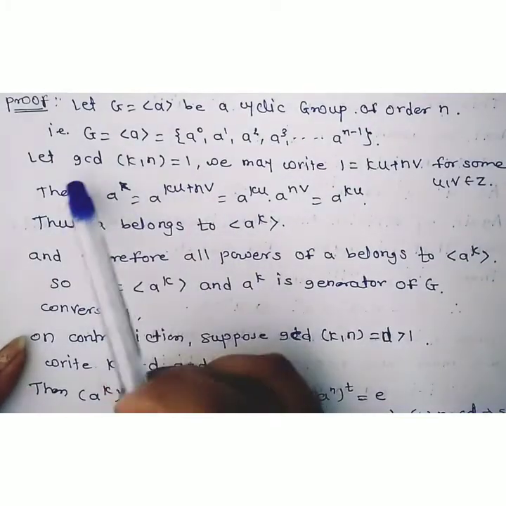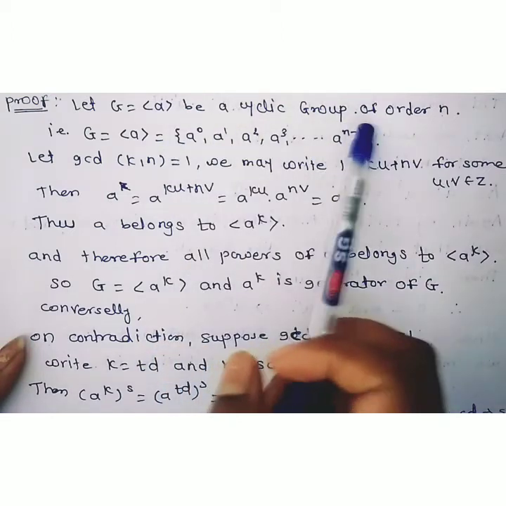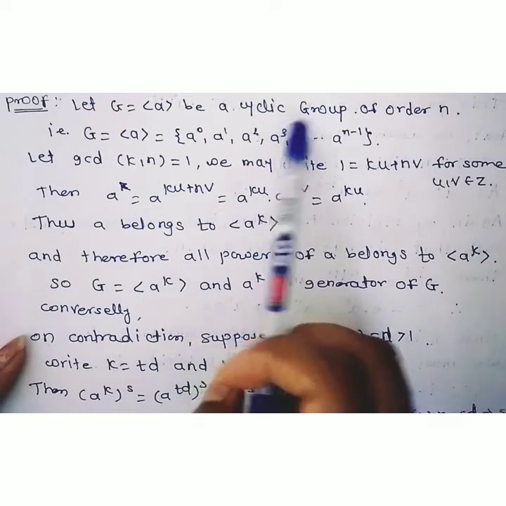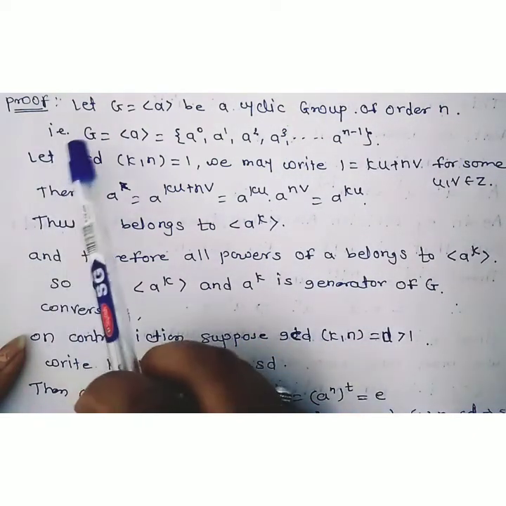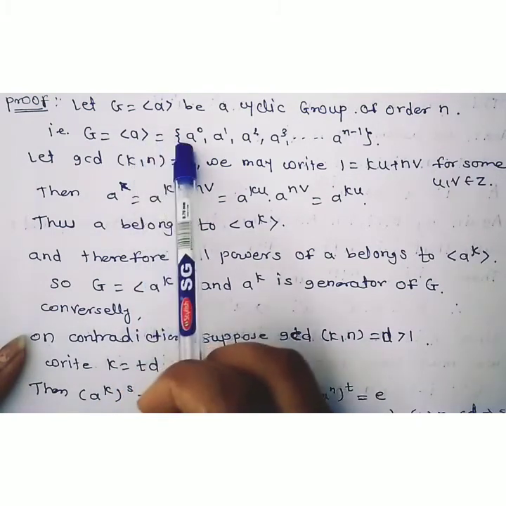Now the proof: let G is equal to the set generated by A be a cyclic group of order n. We have been given that G is the set generated by A, a cyclic group, and the order of the group is n. It is already given. Therefore, G is equal to the set generated by A means what? It is A to the power 0.